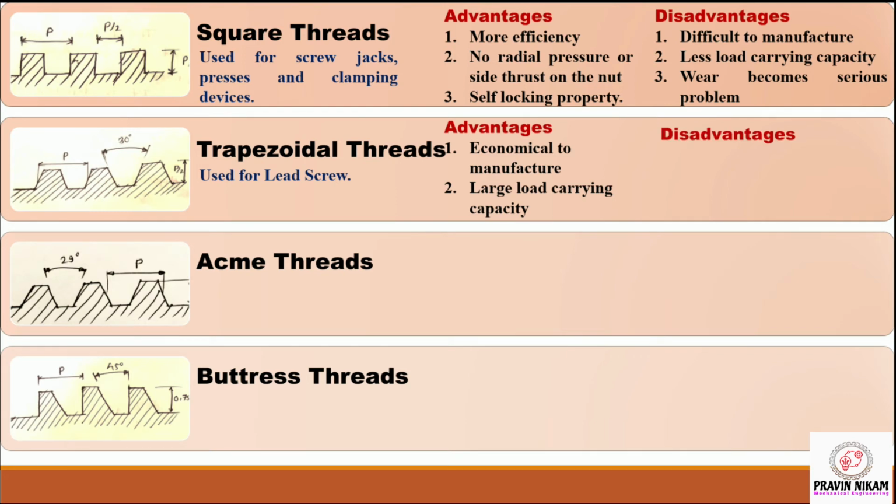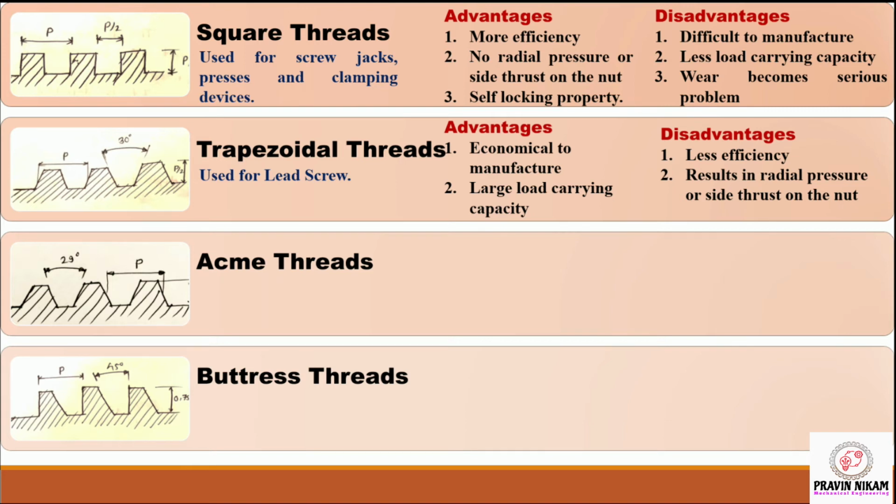Then next point is disadvantages of trapezoidal threads. First, it has less efficiency than square threads. Second, it results in radial pressure and side thrust on the nut.